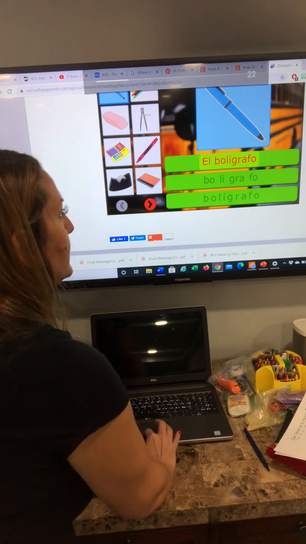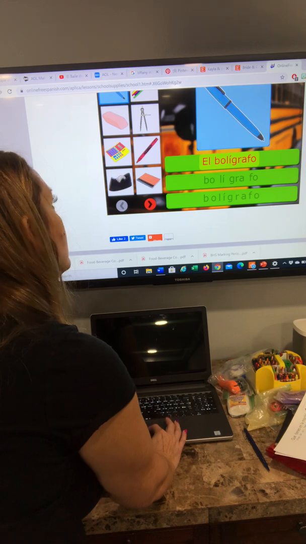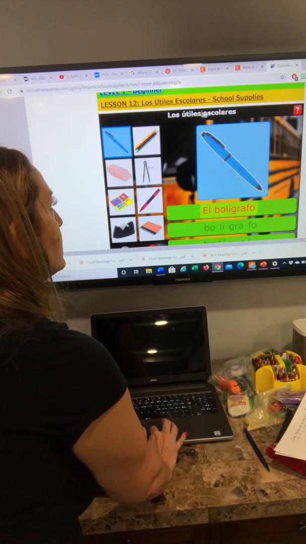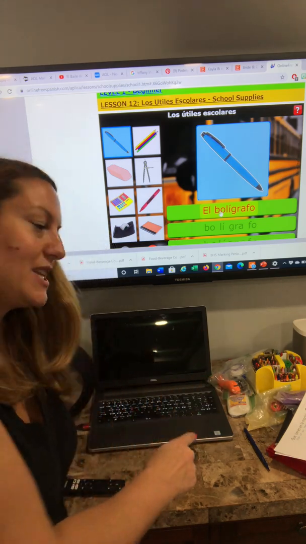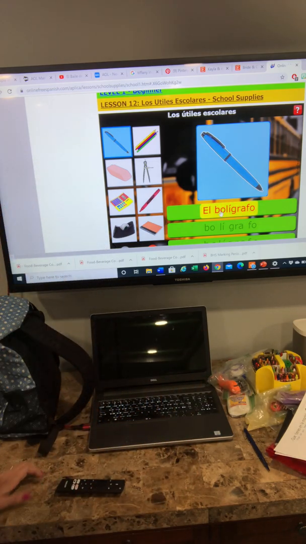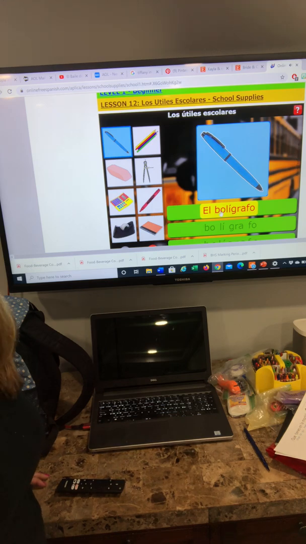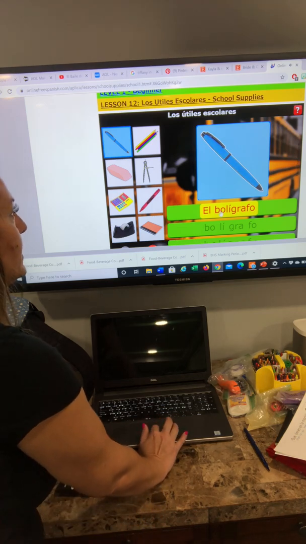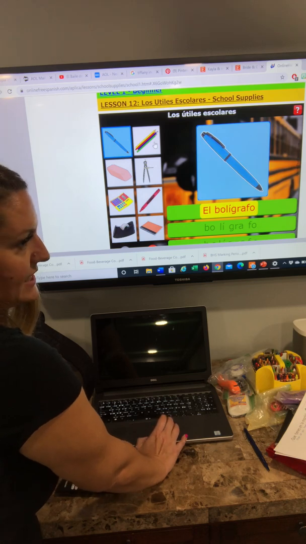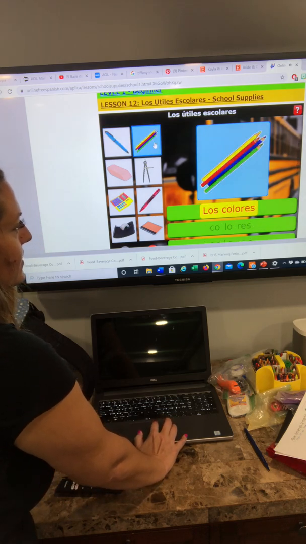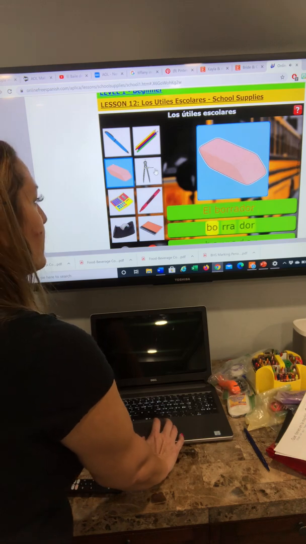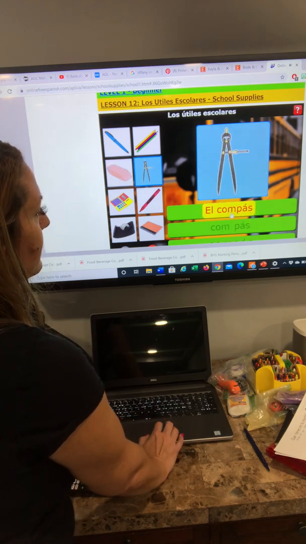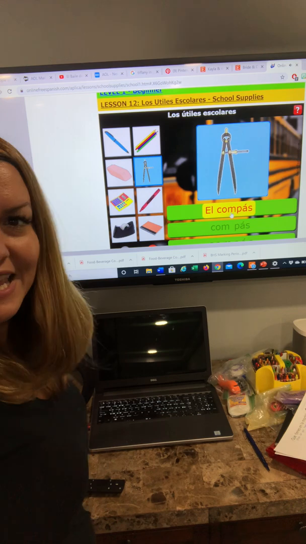All right. So these are the school supplies. Los útiles escolares. And the first one is a pen. You could say lapicero for pen, but this one says el bolígrafo. This one I don't teach because it's so easy. Los colores. El borrador. El compás. A lot of kids don't know what this is. It's called a compass, but not for looking and trying to find where you're going. It's a compass for drawing a circle. You might use it in art class or math class.